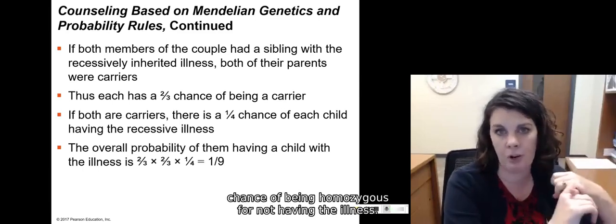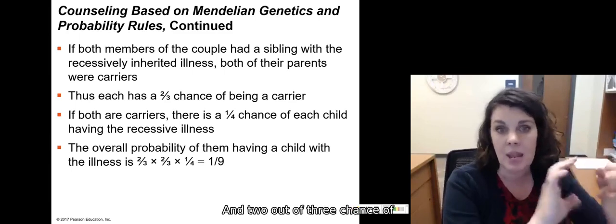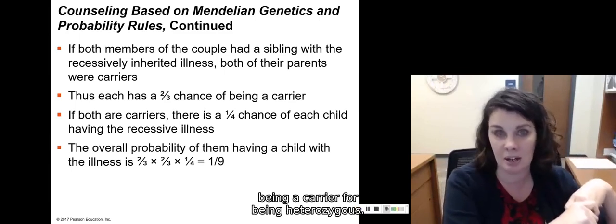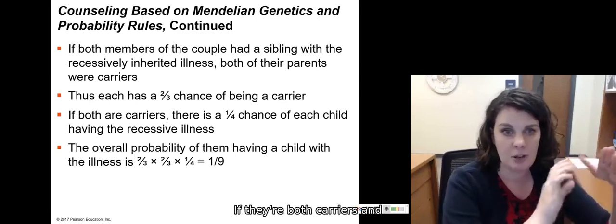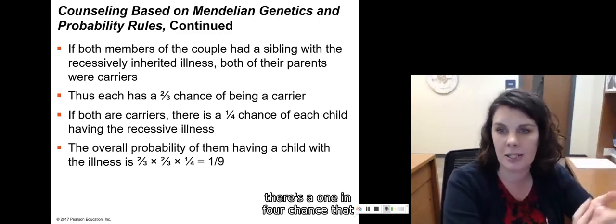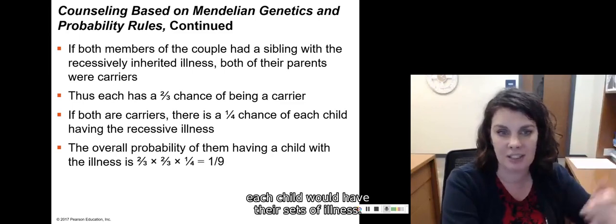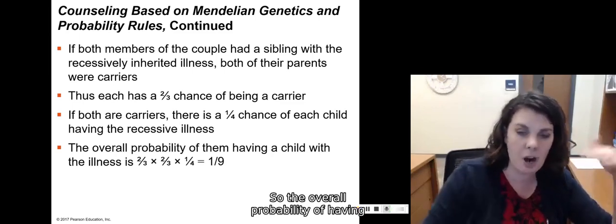1 in 3 chance of being homozygous for not having the illness, and 2 out of 3 chance of being a carrier, being heterozygous. So if they're both carriers, then there's a 1 in 4 chance that each child would have the recessive illness.